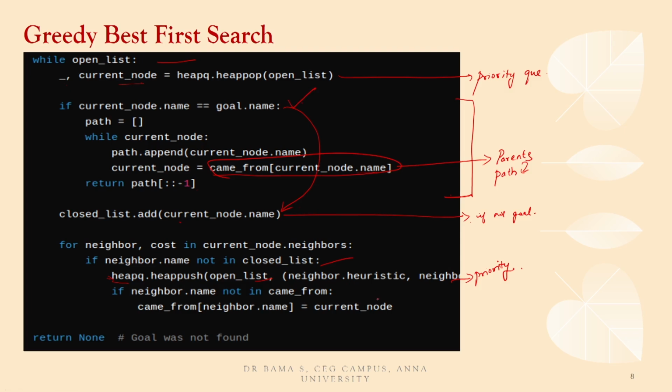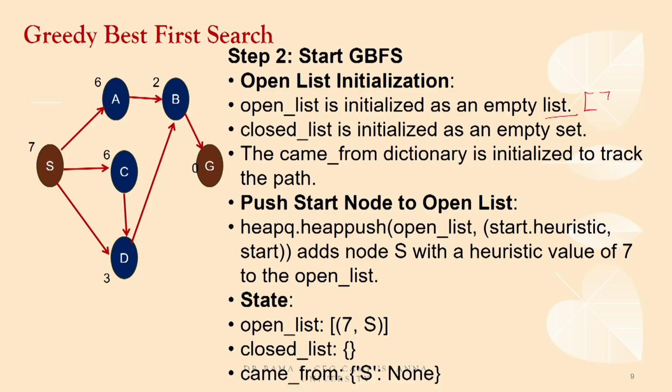So, we will go through this algorithm in detail with that example in the forthcoming slides. Let us take this example. We saw in step 1 earlier, where we initialized with the entire nodes and the neighbors. Now, in the second step, the open list is initialized. First it is going to be an empty list, and the closed list also is going to be an empty list. came_from is a dictionary which is initialized to track the path.